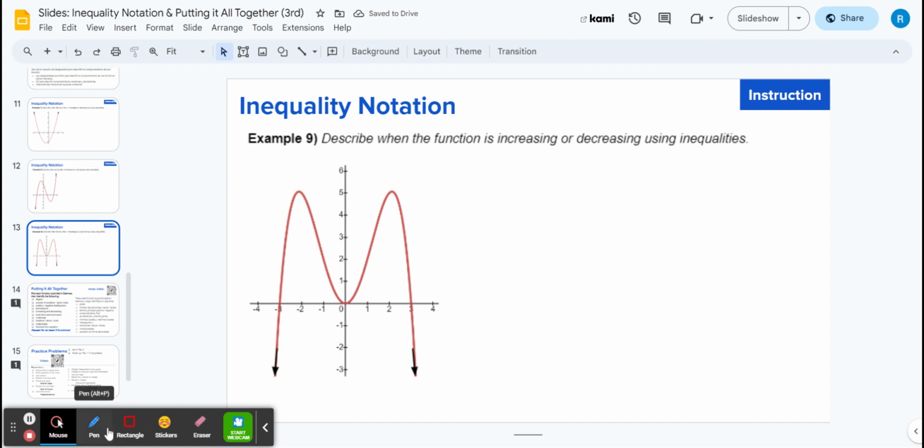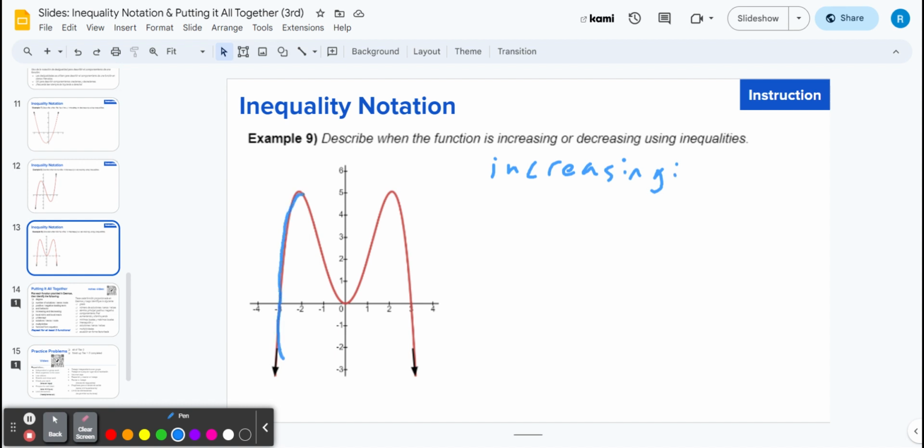All right, and final example here, example 9, try this on your own. Identify those increasing and decreasing spots, and unpause your screen when you are ready to go. I'll start identifying increasing here. If we go left to right, it looks like we're increasing all the way up to this spot, and that hits about negative 2. So from negative infinity is less than x is less than negative 2.